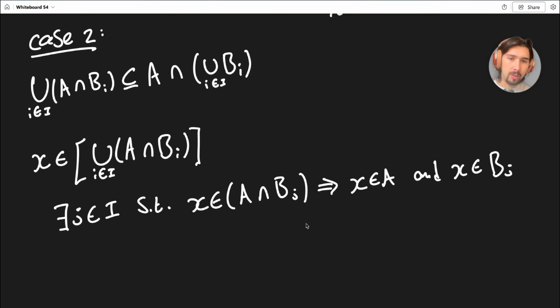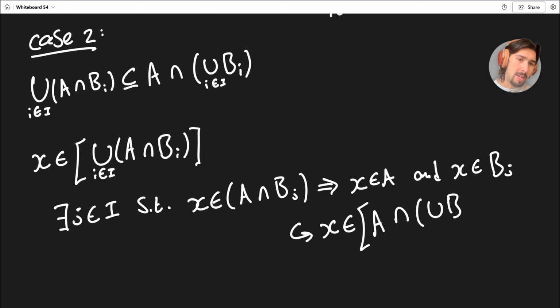Okay, let me write that down. That tells us that X is in the intersection of A and the union of all of the BI's. Okay, and it's simply because it's in the intersection of A and one of the BJ's, so it also has to be in the intersection of A and the union of all of the BI's, right? Because it's in both A and BJ at the same time. So it has to be in both A and the union of the BI's at the same time.